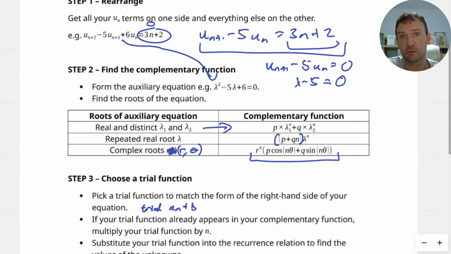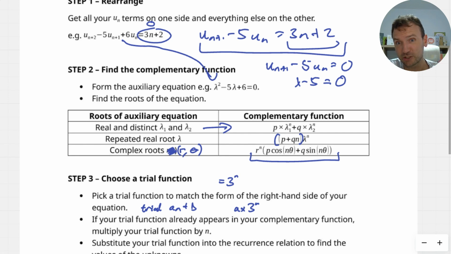If you had a quadratic on the right-hand side, you'd guess an squared plus bn plus c. If you had a constant, you'd just guess a constant. If you had something like 3 to the power n on the right-hand side, or a multiple of 3 to the power n, your particular function would be something like a times 3 to the power n. Those are most of the cases that are going to come up. Most of the time, they will cover you.